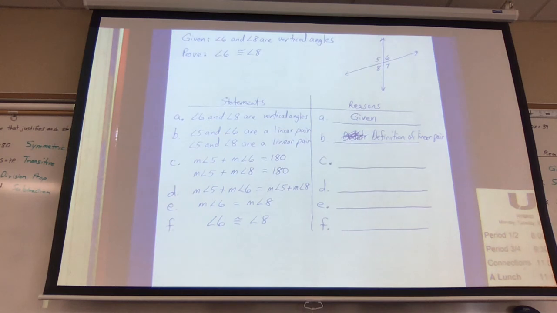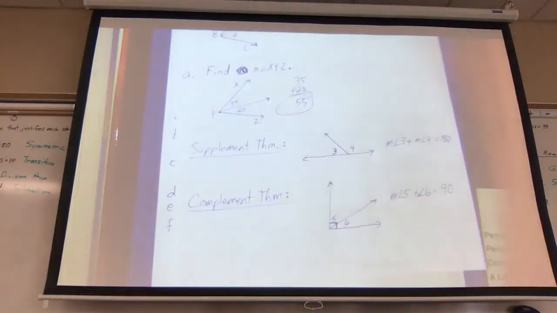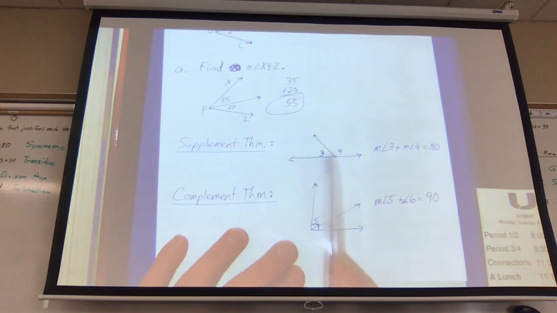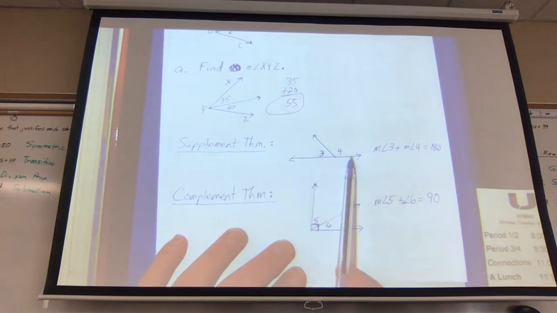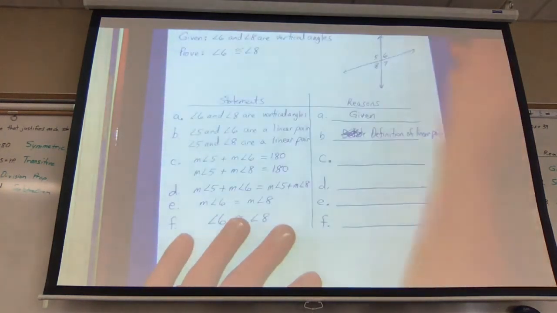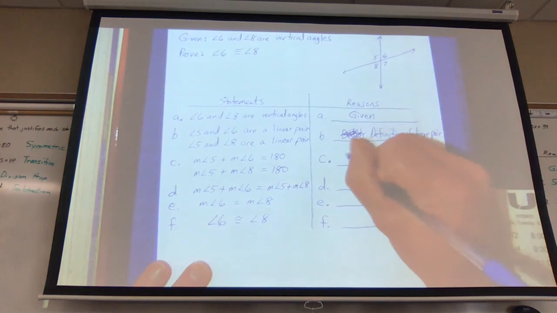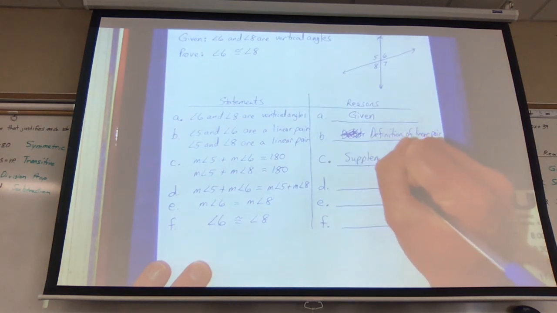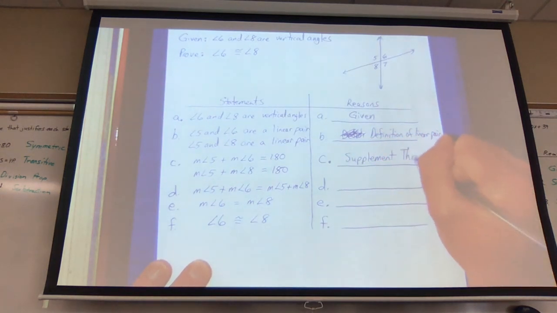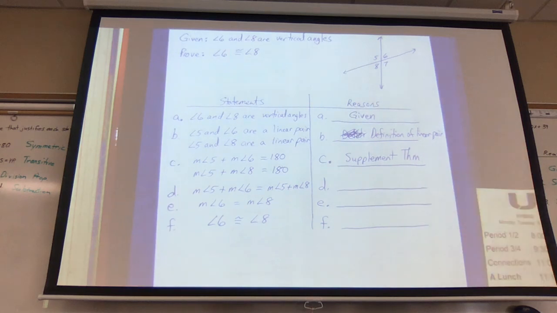And this goes back to, let me show you here in our notes, when we did the supplement theorem. We said if they form a linear pair like this, then they're going to add up to 180. That's what's happening here. We're saying they're a linear pair in step B. In step C, we're saying they add up to 180. So this right here is the supplement. So anytime you see them go from saying they're a linear pair to they add up to 180, the reason for that is the supplement.